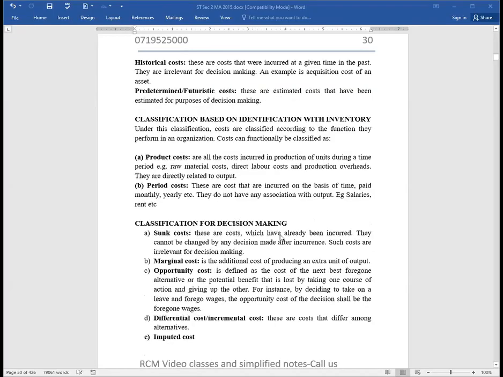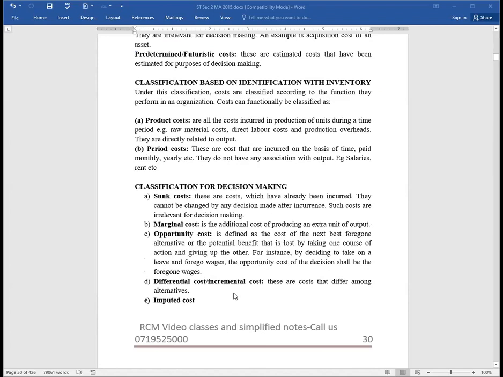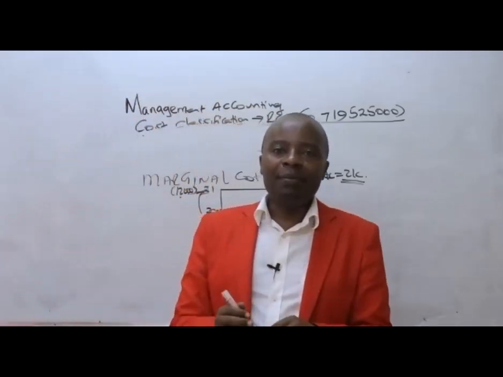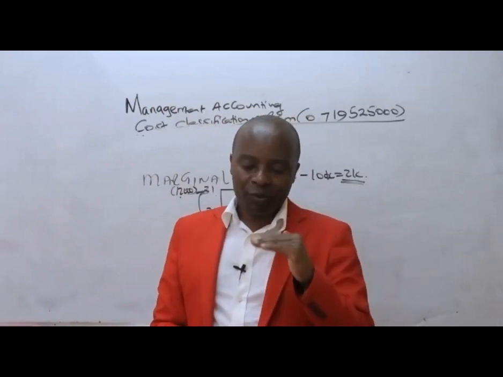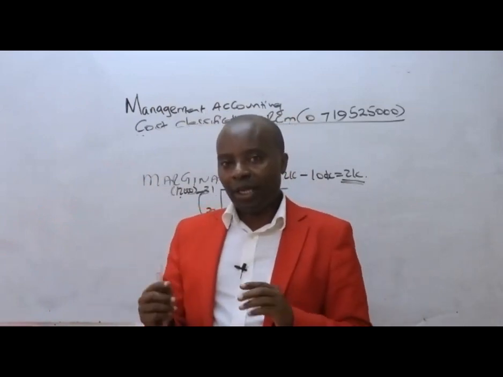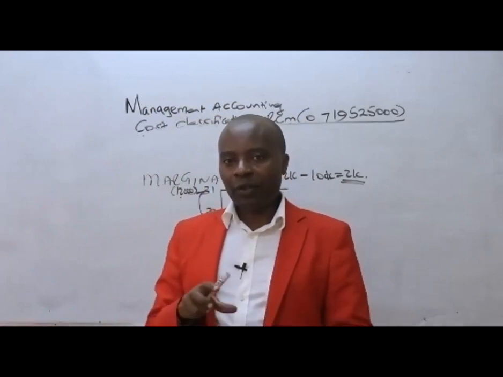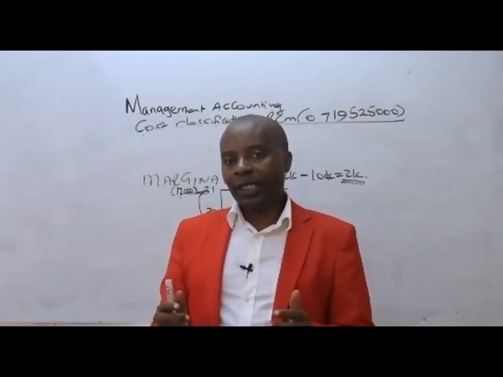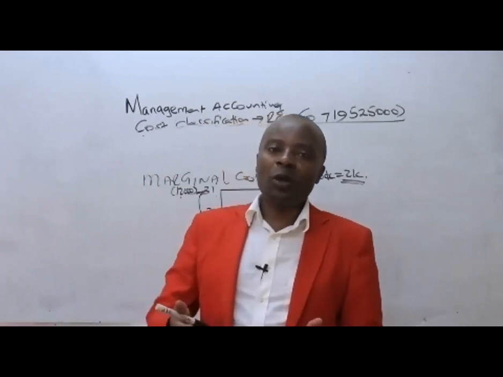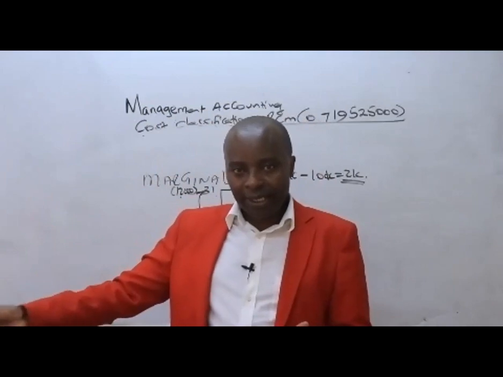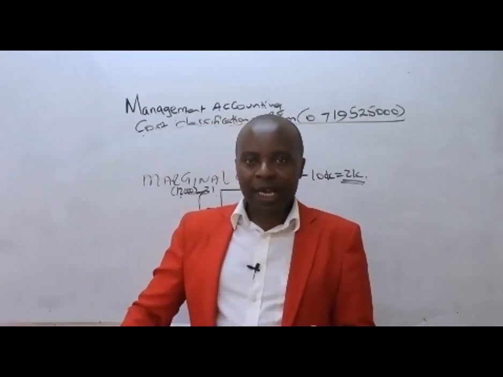From there, ladies and gentlemen, we have the differential cost or incremental cost. These are costs that differ among alternatives. If you have two alternatives, A and B, we go through our costs for A and costs for B. When we take the difference between the two alternatives' costs, we're going to experience an increase depending on what B is giving us, so that it becomes an incremental cost.